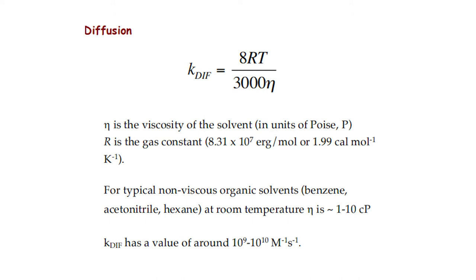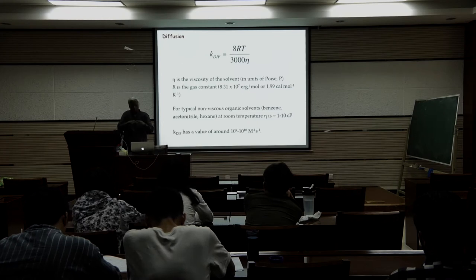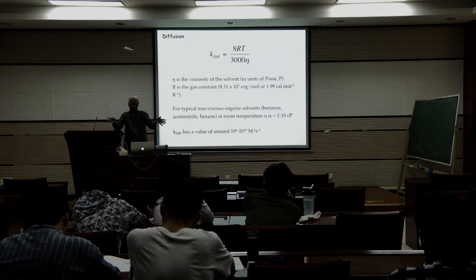So normally the diffusion constant is around this range, 10 to the power of 10. So 10 to the power of 10 is pretty fast. The molecules in the solution move around very quickly, and when these molecules are excited and moving around, they hit, then the energy will get transferred, and then they move away from each other.